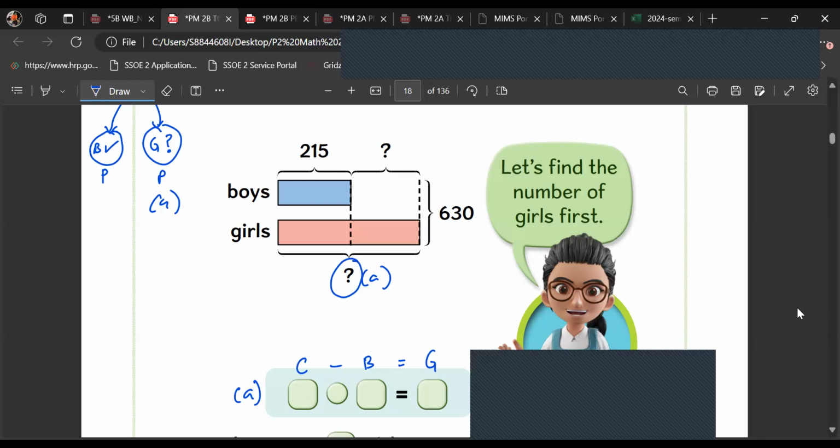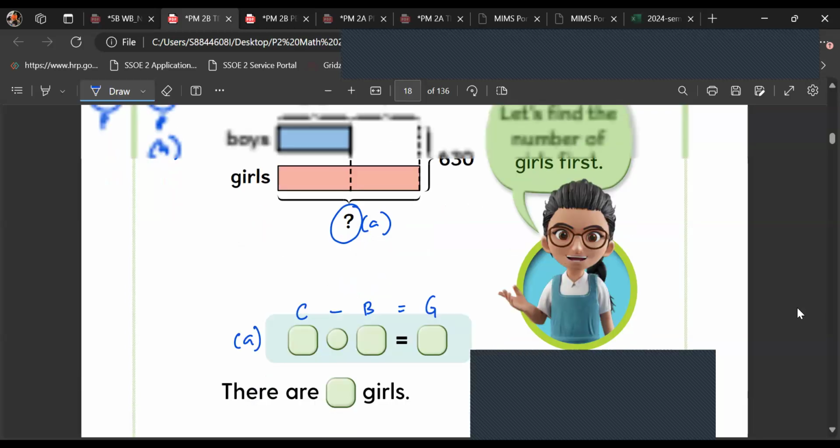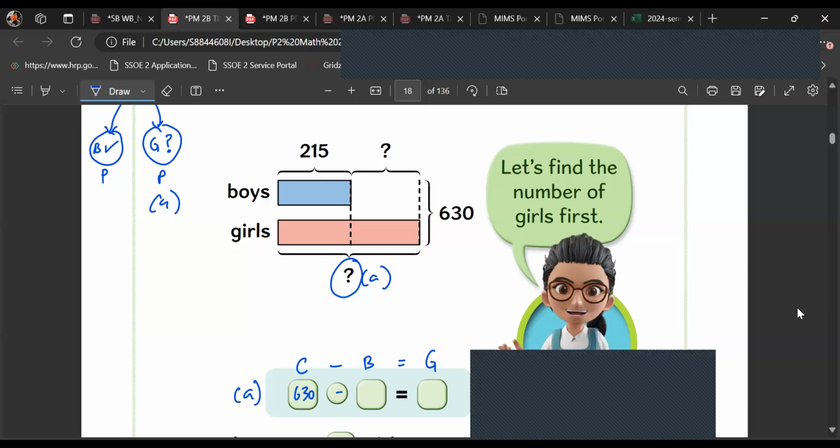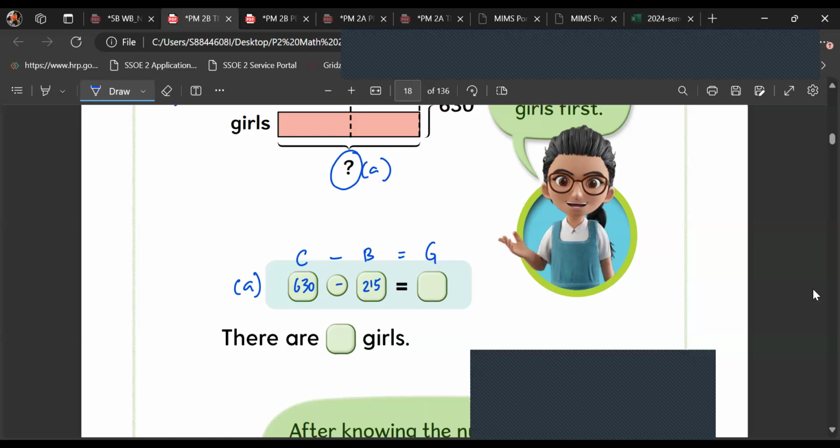That's the textbook. Okay, so it's 630 children minus the boys. The boys is 215. Okay, I must write in the working at the side. 630 minus 215. Oh, I need to do regrouping. 415 girls. Is it the end of the story?